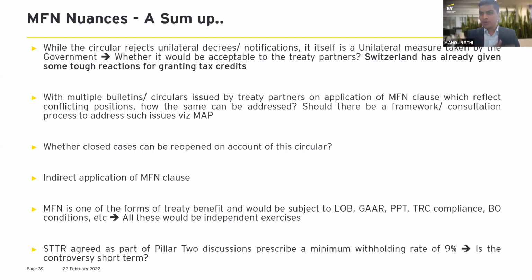So MFN, in most cases, has the effect of bringing the tax rate below 9% or making something non-taxable. To that extent, if STTR comes into effect as a part of BEPS OECD 2.0, then one wonders whether this whole debate around MFN is there to stay for long, or whether STTR will cut the chase on these MFN nuances, and everything that is non-taxable or taxable at a rate below 9% under the MFN route will now get subjected to tax through the STTR route.